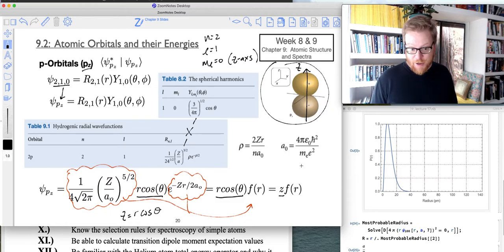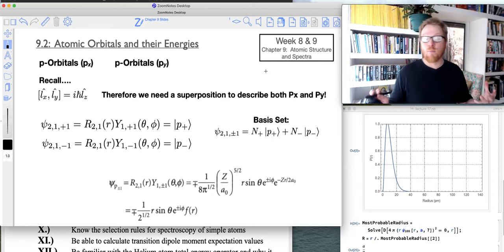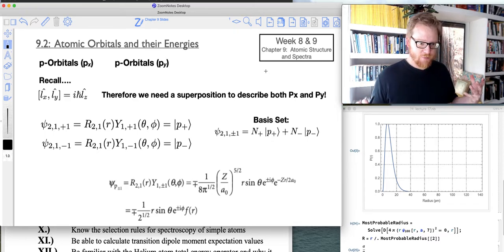So we're going to do this in Mathematica. You're going to be able to just literally plot this equation, and it's going to be a p orbital. Really cool. A pz orbital. So how do we do px and py? Well, the situation gets a lot more complicated, okay? And it gets complicated because of our Heisenberg uncertainty in the x and y dimensions, okay?